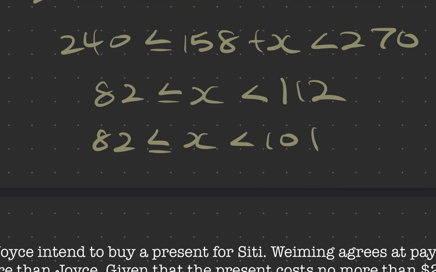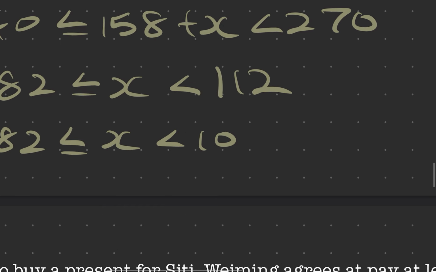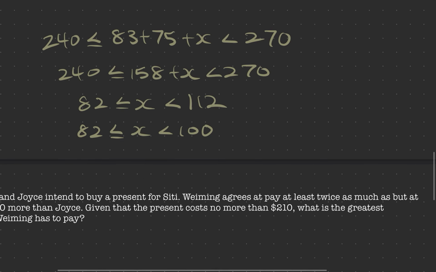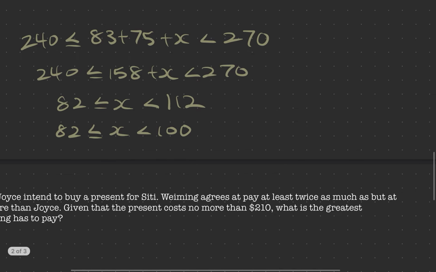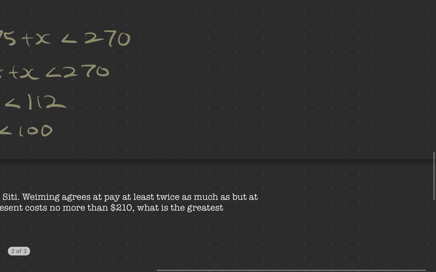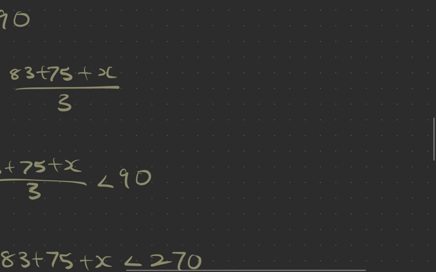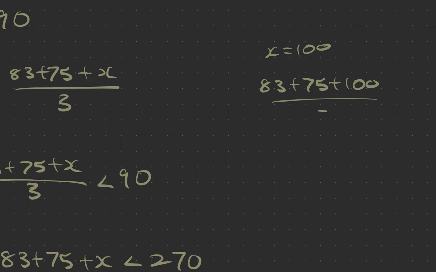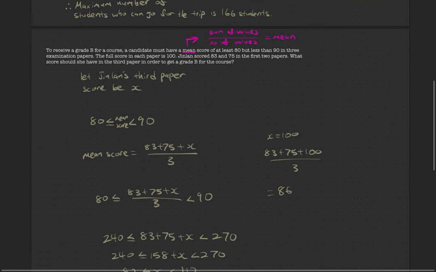x is greater or equal to 82, but it has to be lesser than 101. Okay, why 101? If I wrote x is less than 100, that means she cannot get 100 for her paper because it will affect her chances of getting grade B, but it actually doesn't. Because if I substitute x equal to 100 and I work out the mean score, I will end up getting 86 as my mean score, which is actually still in the grade B course.